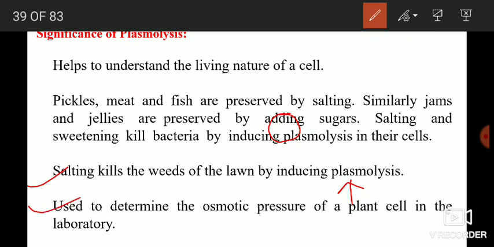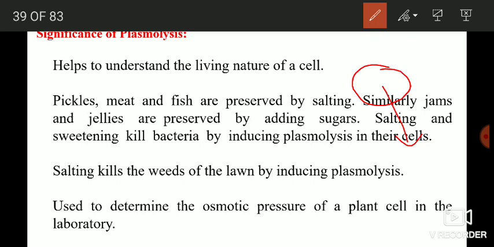Similarly, the concept of plasmolysis is used to determine the osmotic pressure of a cell in a laboratory. If you want to determine the osmotic pressure of a cell, you can use the plasmolysis concept. I will tell you how. Say you have a plant cell and you do not know its osmotic potential or pressure.